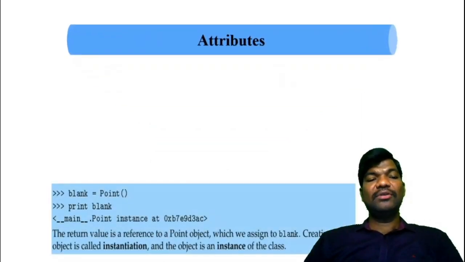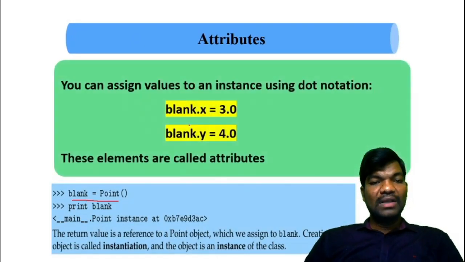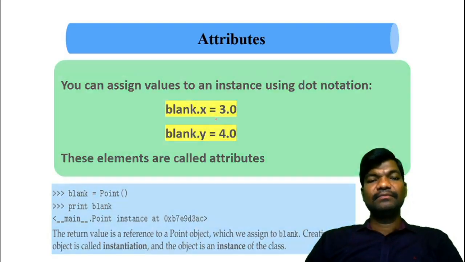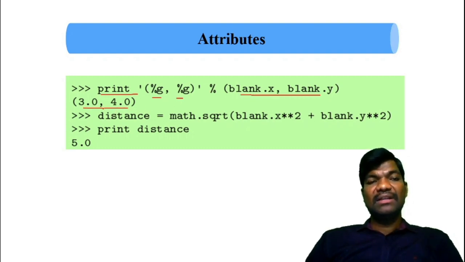Now coming to attributes. Same example, consider Point is blank. Here blank is the variable object. Blank dot x equal to 3.0. This is one coordinate. You can assign the values. Blank dot y equal to 4.0. This is another value. Print with %g, %g of blank.x, blank.y. What will it print? 3.0, 4.0.